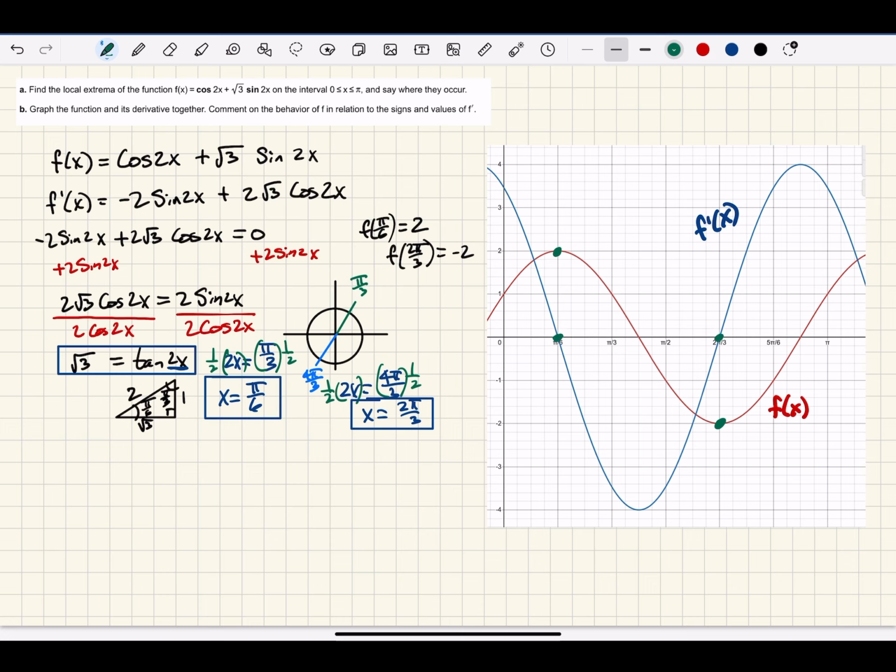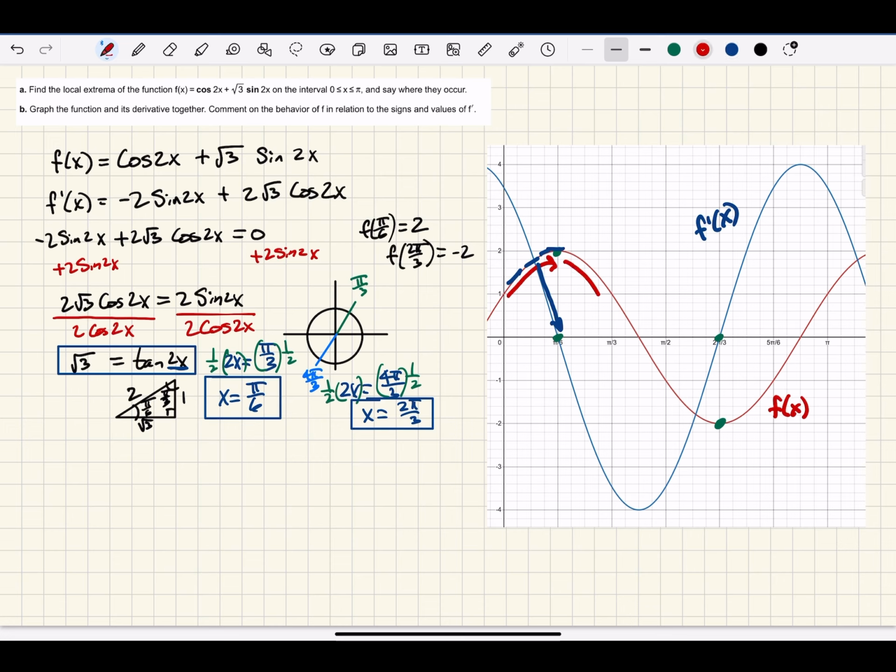We might also note that on this particular interval from 0 to pi, the function f is increasing from 0 to pi over 6, and at the same time, the derivative is positive. The derivative is positive yet decreasing, which agrees with the fact that the slopes of the tangent lines on the function f are decreasing until we find a horizontal tangent line at x equal to pi over 6.